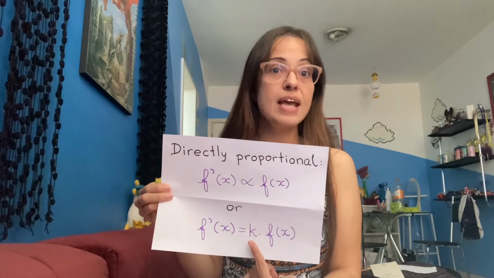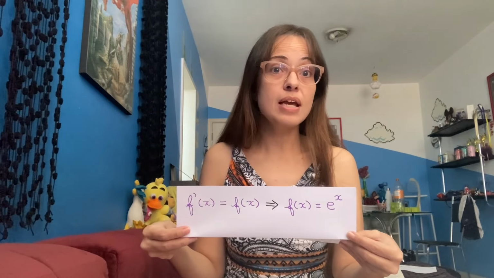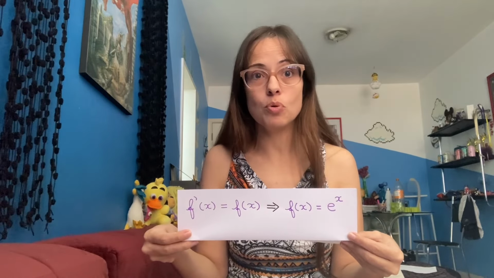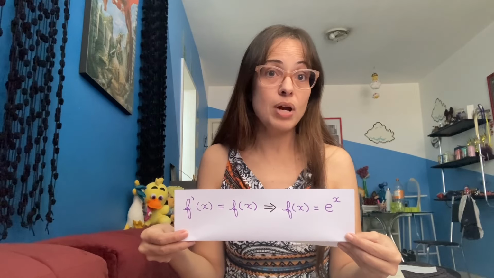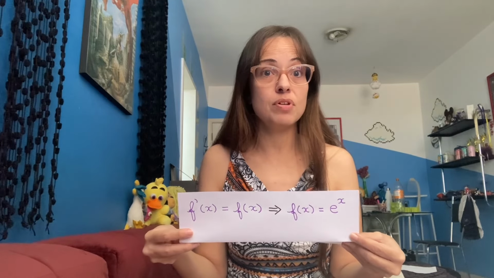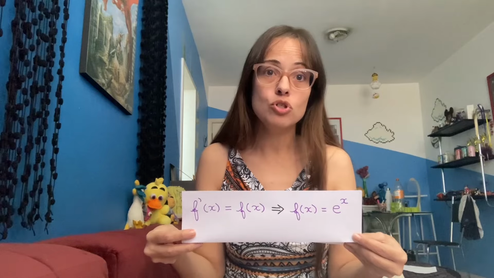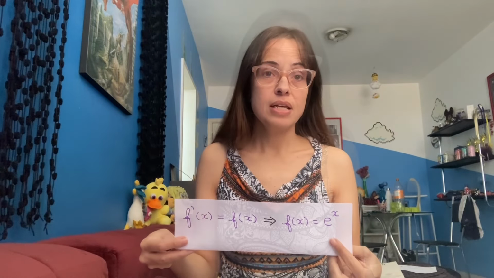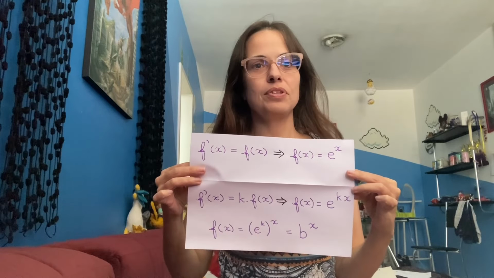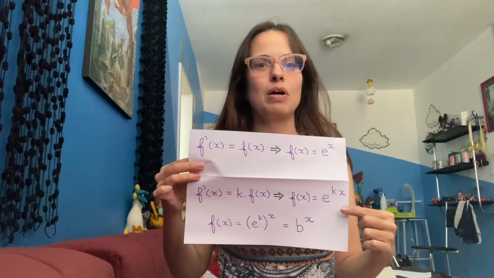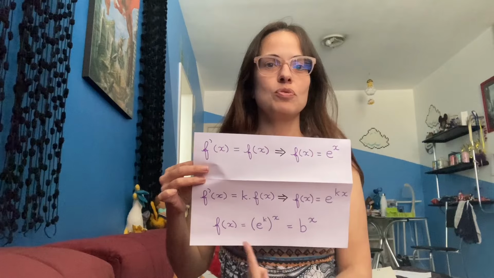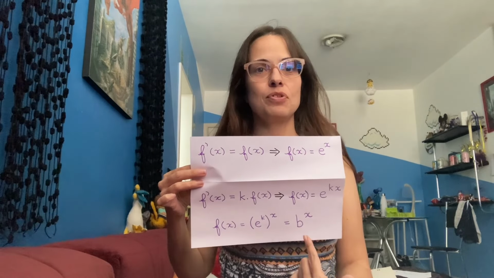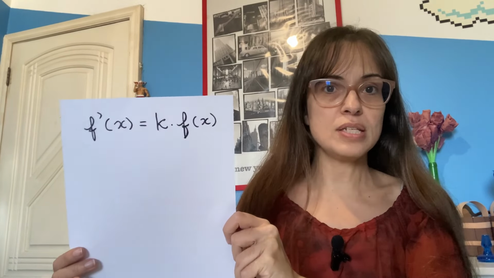With this constant k here, if that constant k happens to be the very special number 1, and instead of being directly proportional, we are just saying that the derivative of the function is equal to the value of the function, that is what the number e represents. And then if the constant happens to be a different number k, it just becomes e to the power of kx, which, using the rules of exponents, becomes a different base. So the important thing that we just reviewed is the fact that exponential functions appear as solutions to this equation.